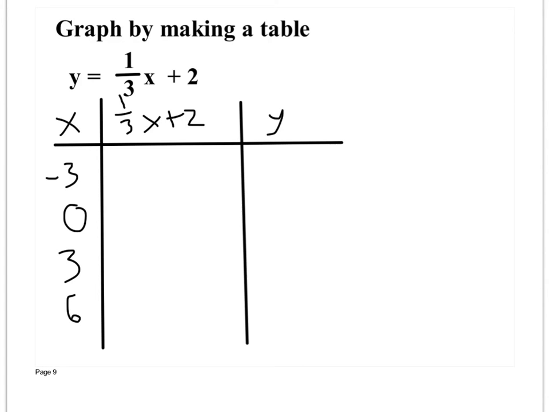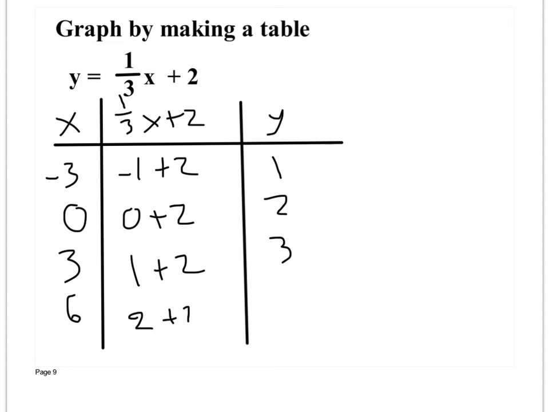What I do is I plug those in for x and see what my y equals. So -3 times 1/3 is -1. What's -1 plus 2? 1. 0 times 1/3 is 0. 0 plus 2 is 2. 1/3 of 3 is what? 1. 1 plus 2 is 3. What's 1/3 of 6? What's 6 divided by 3? 2. 2 plus 2 is 4.